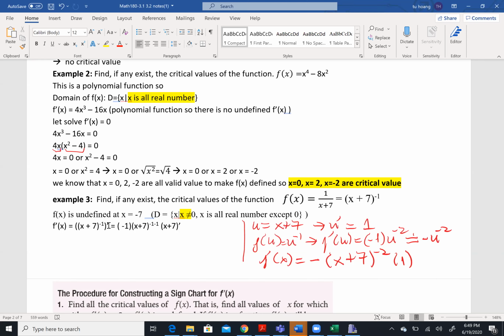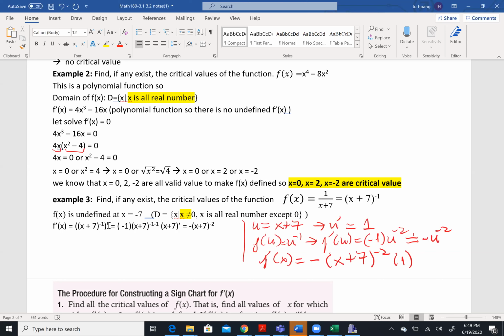Same thing, but I just try to apply that in a quick way. So now I'm going to have f derivative of x equal to negative (x plus 7) to the power -2, and that should be the f derivative of x.